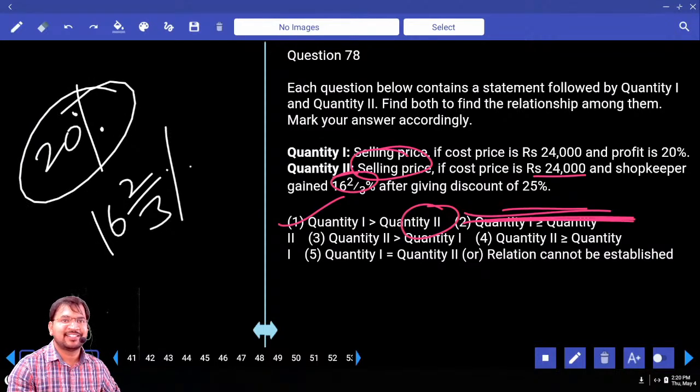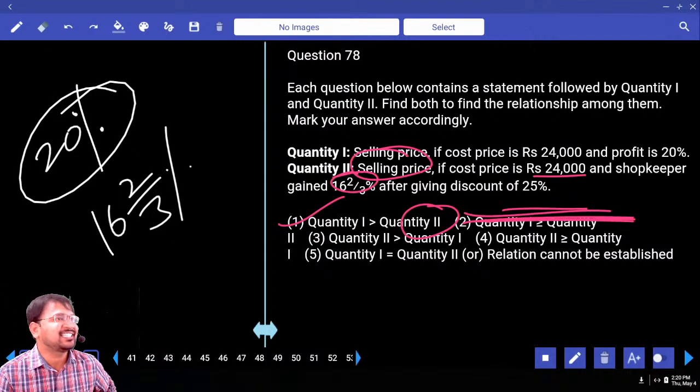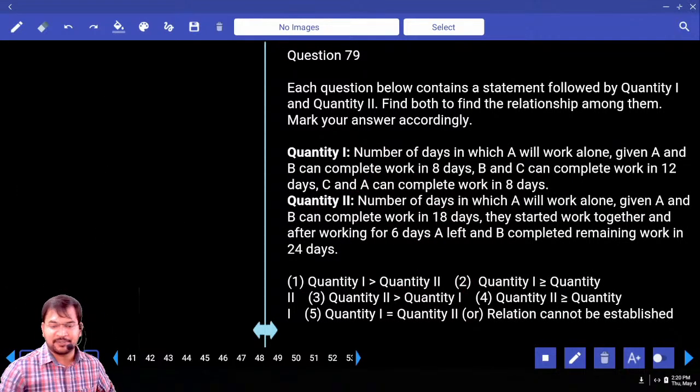20%. No need to calculate values, na, because in both the cases cost prices are the same, na. That is the reason. No need to calculate values. Miru values find out cheyaddu.